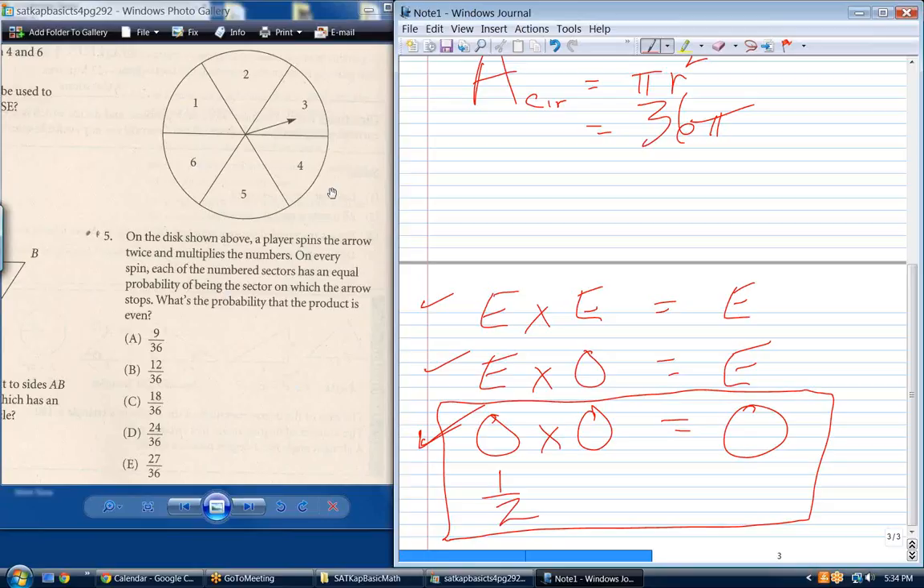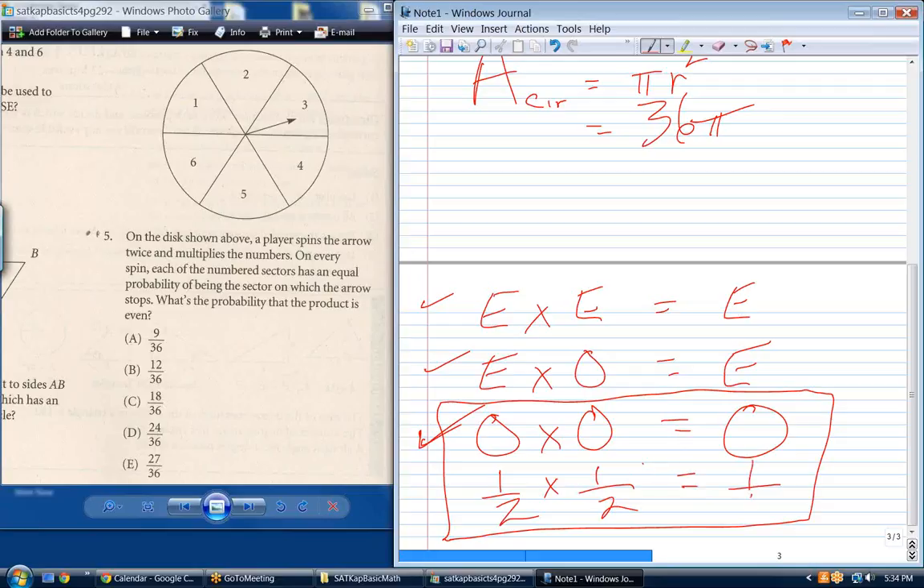What's the chance that our second spin will land on an odd number? A fourth? No, still a half. We're not getting rid of anything after the first spin. We're spinning entirely again, so there's still 3 odds and 3 evens. So it's a half on the second spin also. Now, when both things have to occur, you multiply the probabilities together. So what are the odds we're going to get 2 odds?